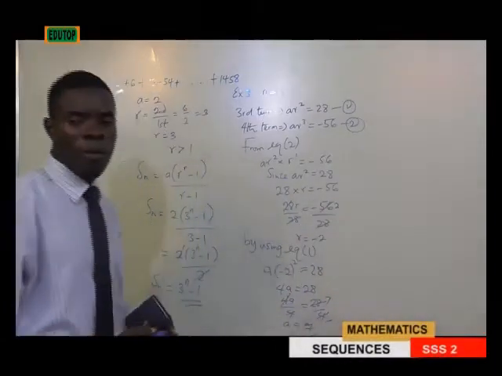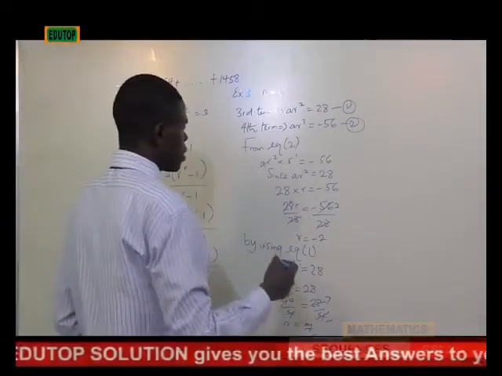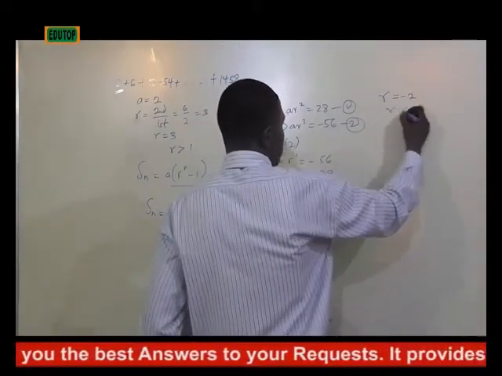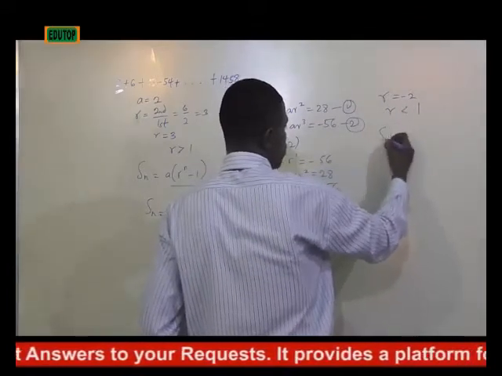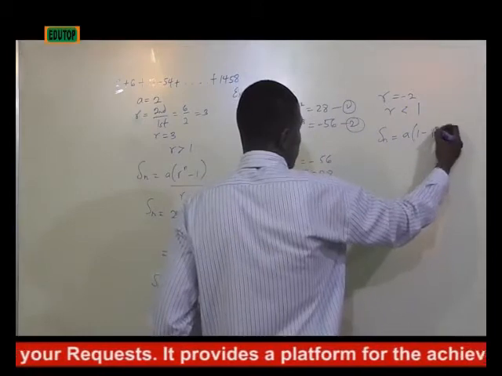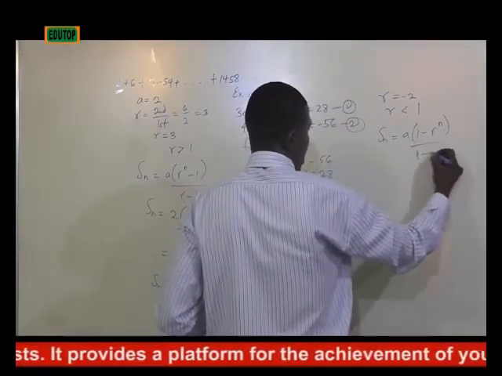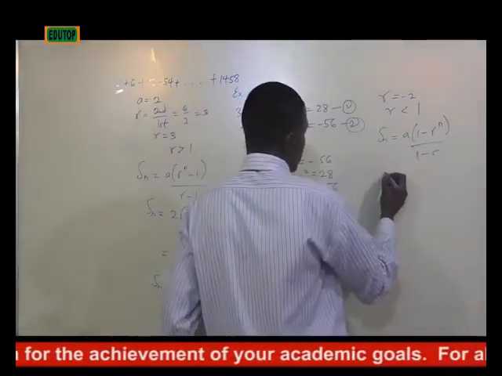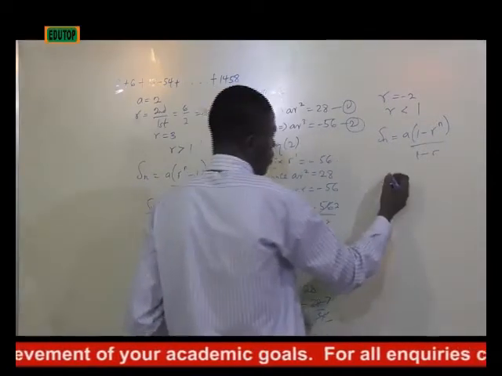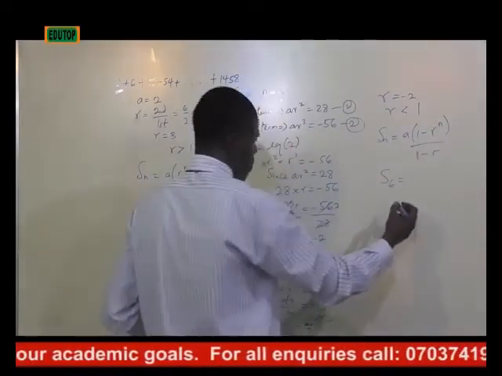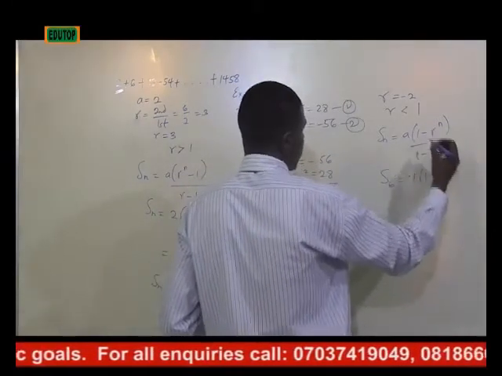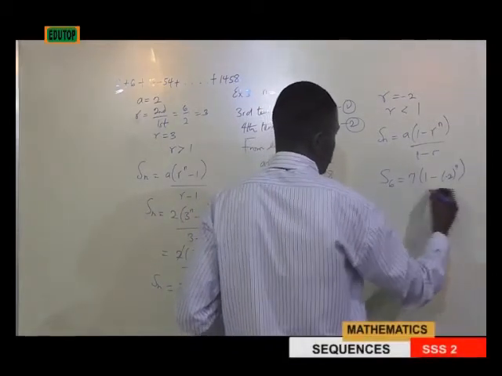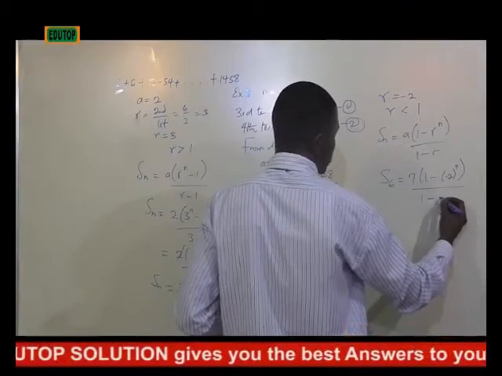And the question still moves further to ask us to calculate the sum of the GP. And since our R, which is equal to minus 2, is less than 1, we use this formula, which is A times 1 minus R raised by n over 1 minus R, because our R is less than 1. So here we have been given the number of terms, which is 6. Our first term has been calculated as 7. Then 1 minus R, which is minus 2, raised to power n, over 1 minus minus 2.